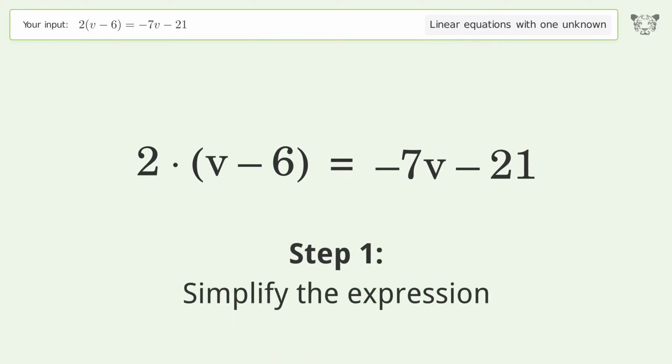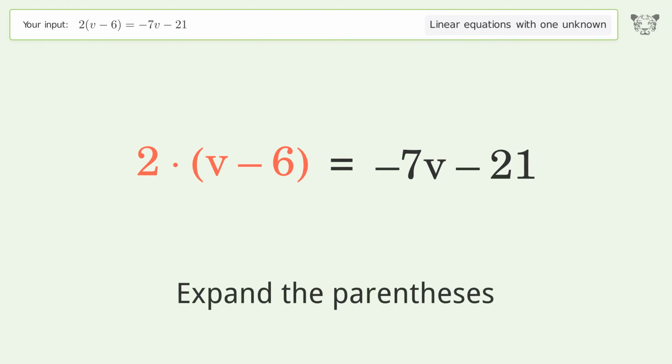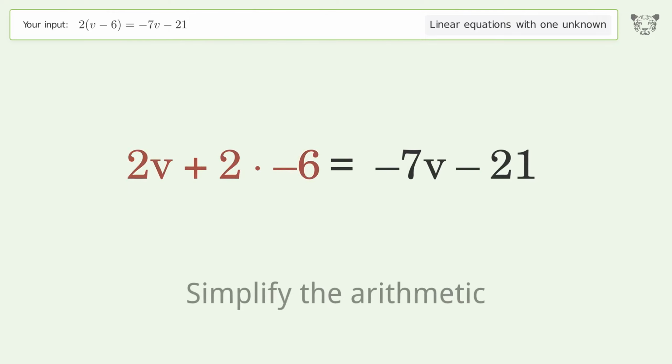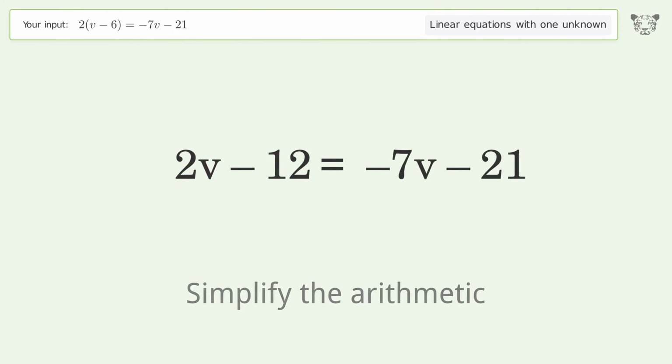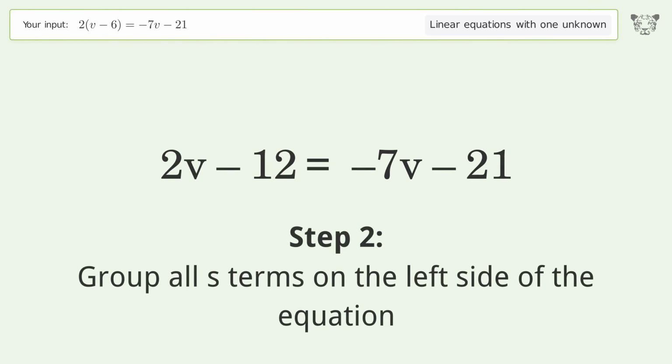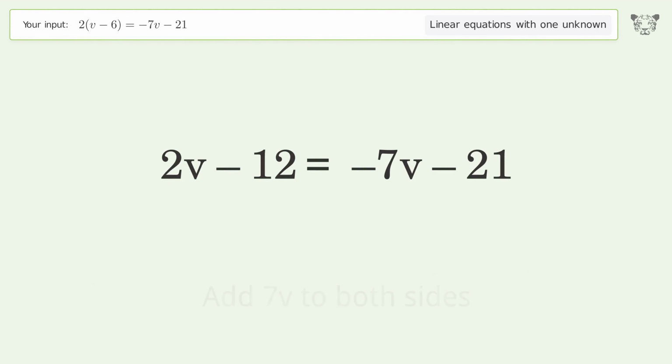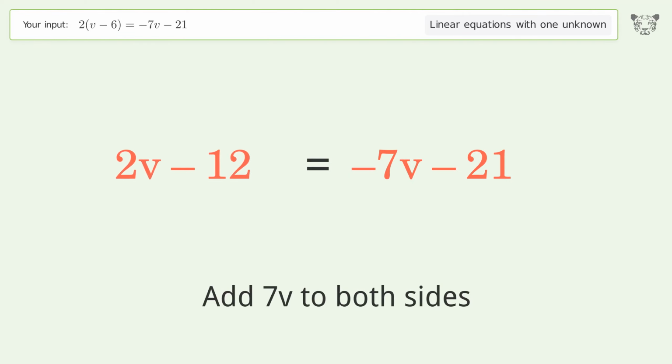Simplify the expression. Expand the parentheses. Simplify the arithmetic. Group all v terms on the left side of the equation. Add 7v to both sides.